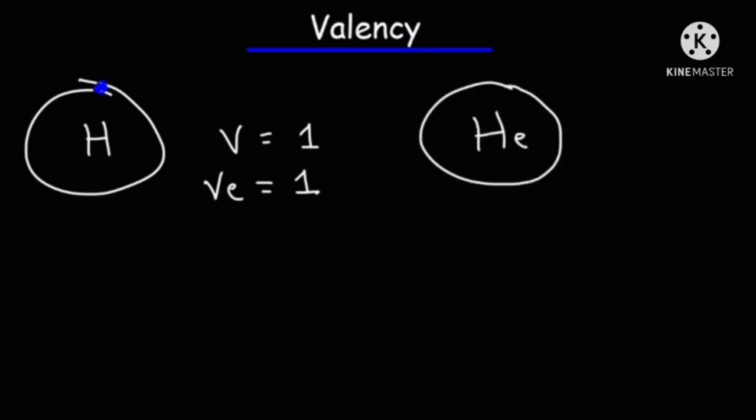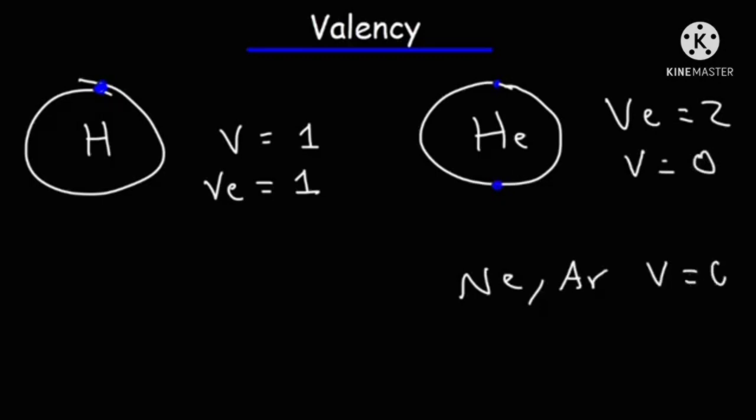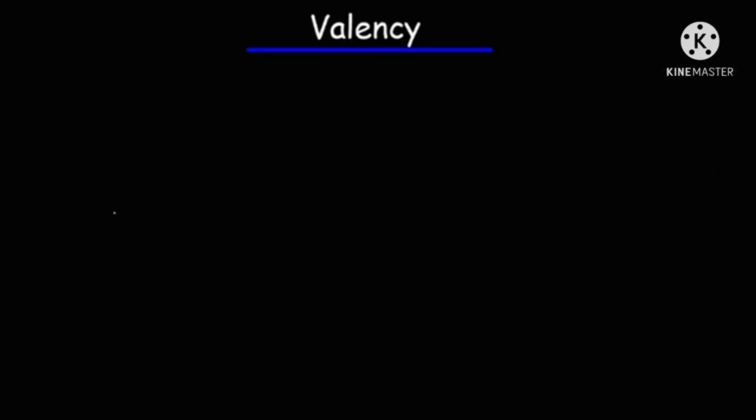But take the example of helium. Helium has 2 electrons. Its atomic number is 2. Outermost shell electrons are nothing but valency electrons. Valency electrons of helium is 2. In blue dots I am showing you the electrons in the outermost orbit of helium. It satisfied the 2n square condition and is stabilized, so its valence is 0. Like that, neon, argon, krypton, xenon, all the inert gases are stabilized and their valence is 0.